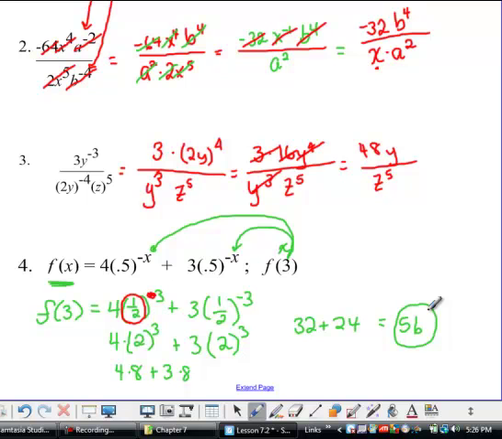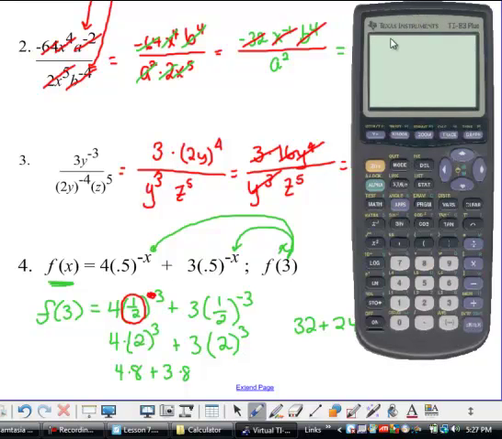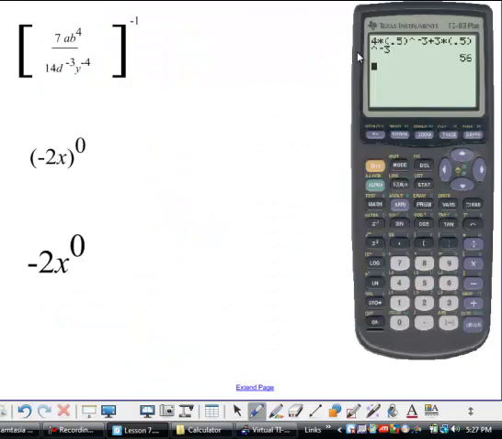Or feel free to do that on your calculator. All right, so got my calculator up. I could have just typed this in. 4 times 0.5 raised to the negative 3 plus 3 times 0.5 raised to the negative 3, and voila, 56. Same answer I just got. All right, a couple more and we're done.